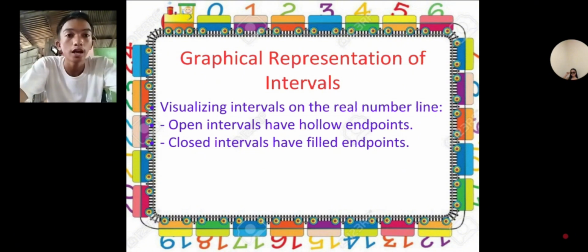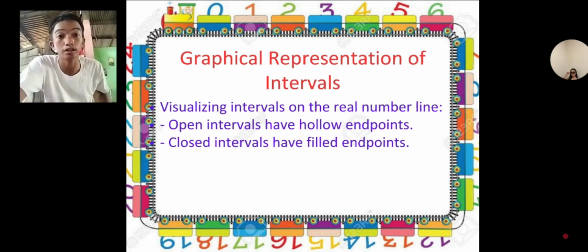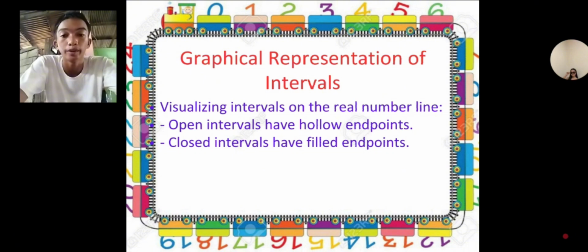So, visualizing intervals on the real number line. There are two ways to visualize an interval: open and closed. When we say open interval, we represent it using parentheses. Graphically, open intervals are shown with hollow circles or open dots at the endpoints a and b, indicating that the endpoints are not included in the interval.